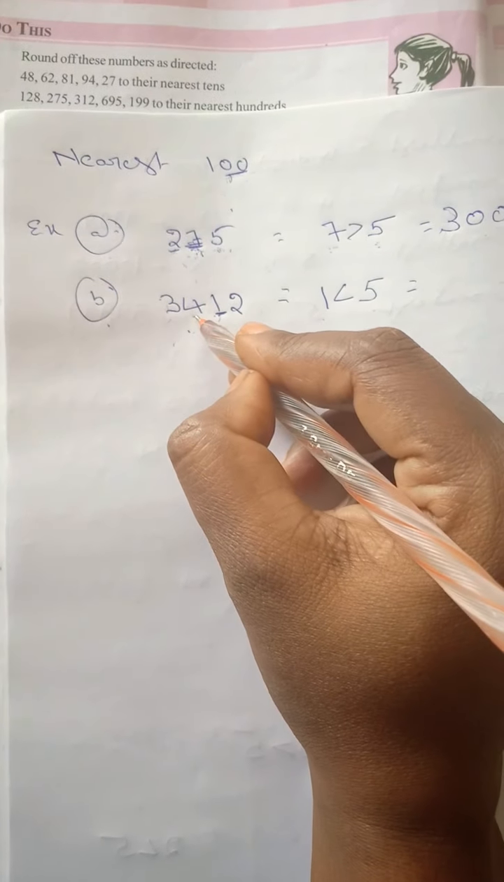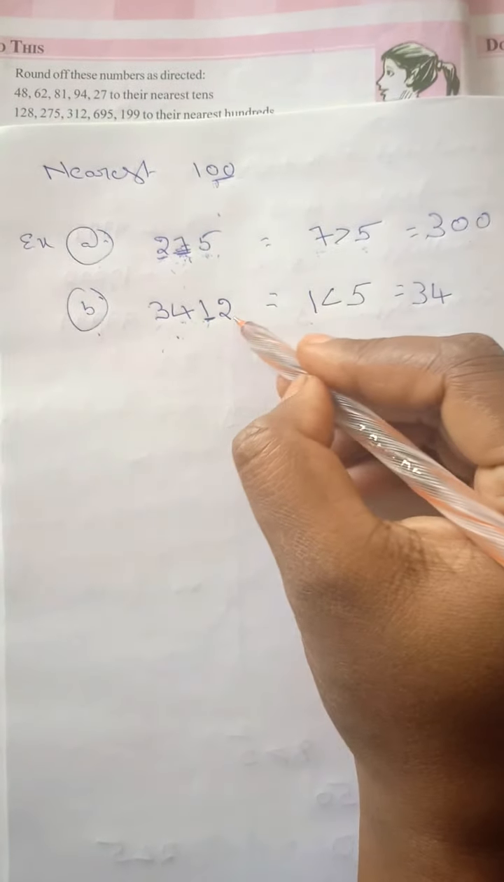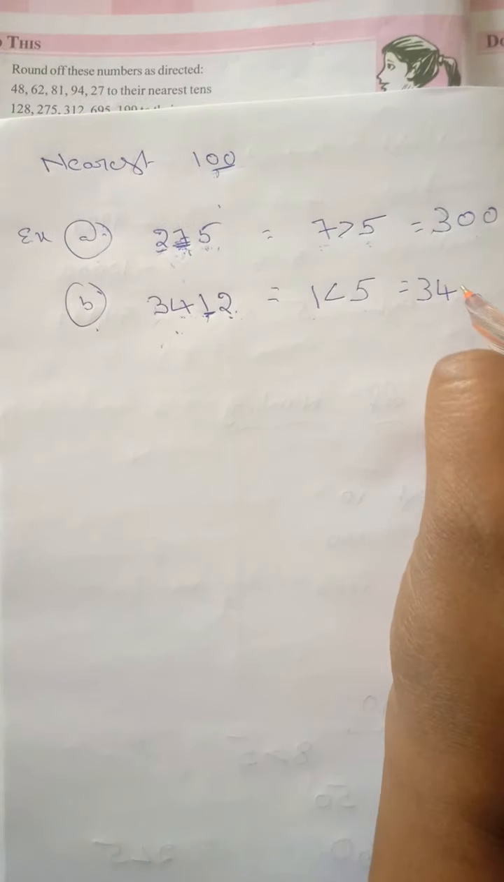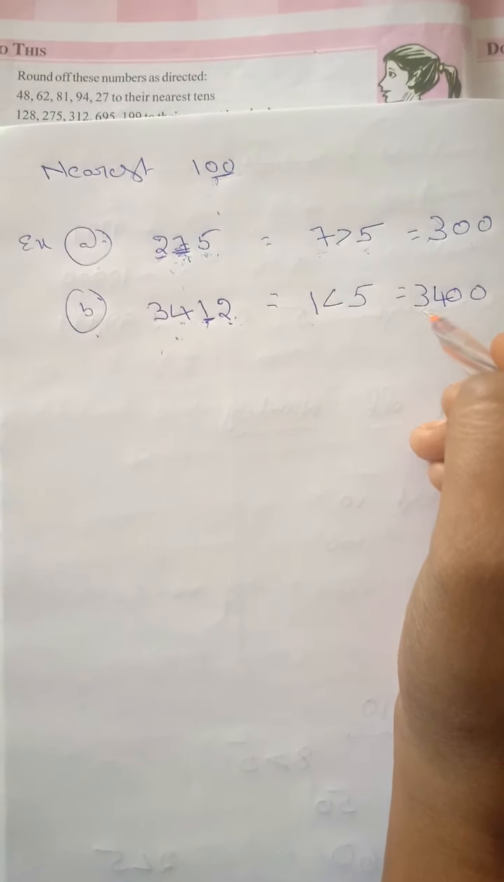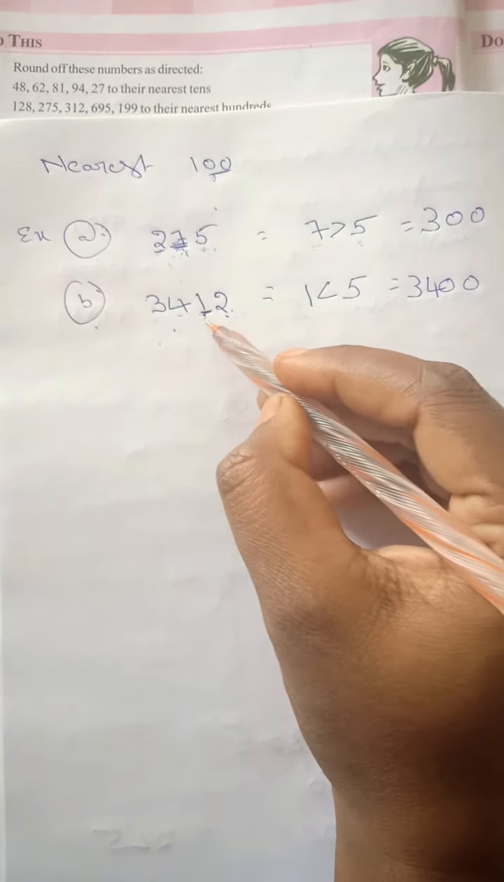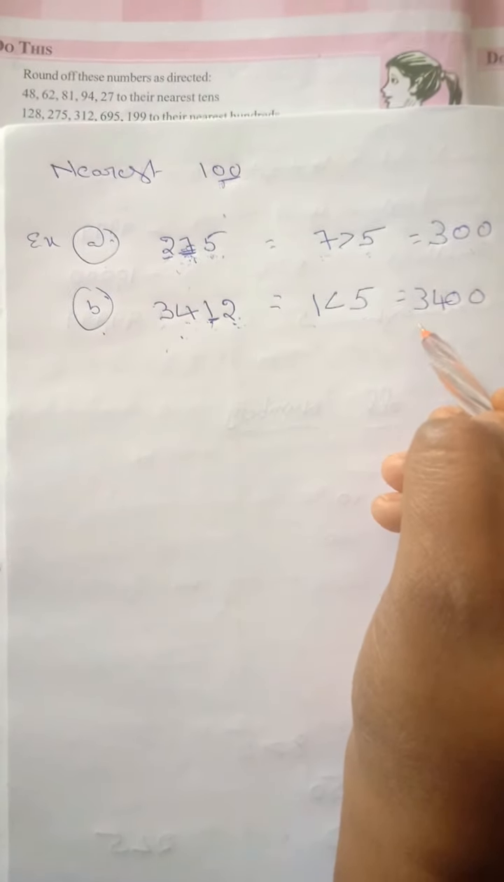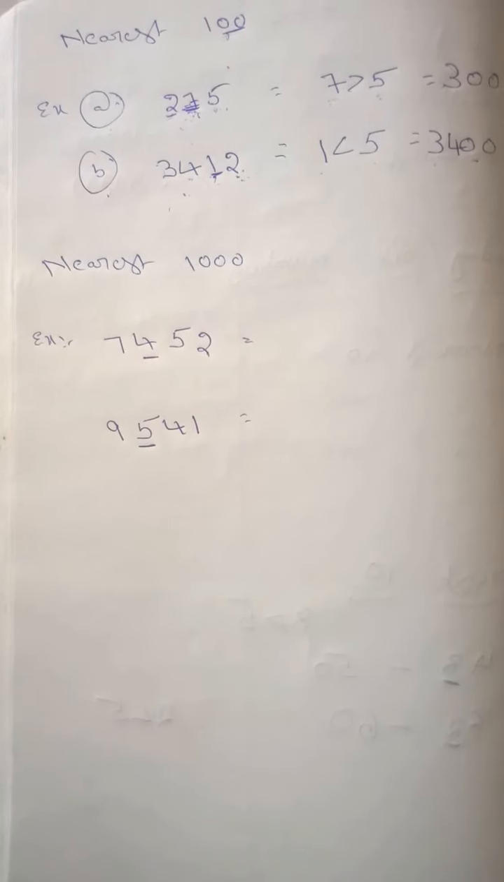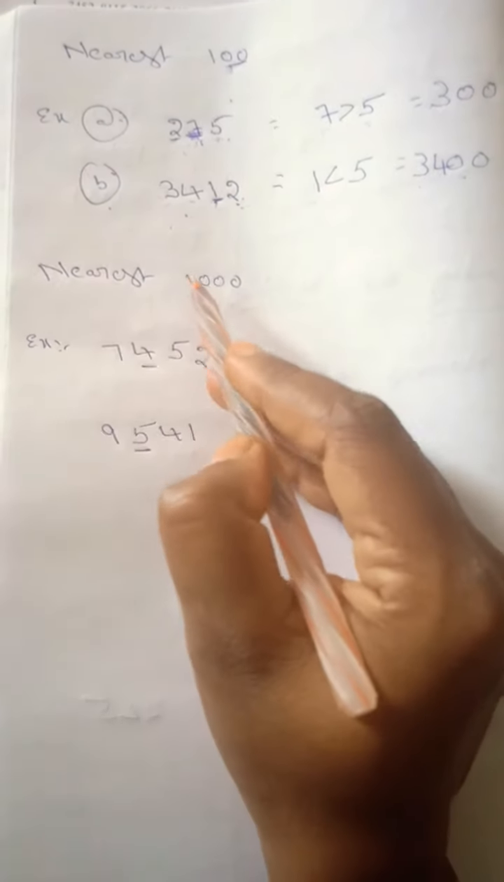What is the digit here? 4. So the remaining digits stay as they are, we write 3, 4, and the remaining two digits, the tens place and ones place, become 0. So 3412 nearest 100 is 3400.